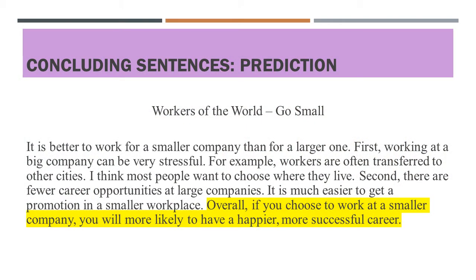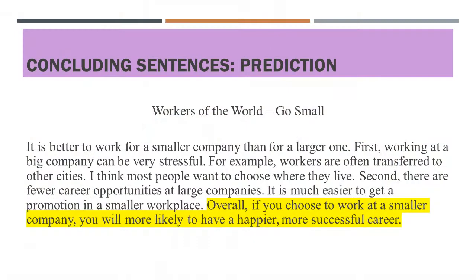The third technique we were looking at was making a prediction. Again, the same paragraph, but I've used a prediction in the concluding sentence this time. So here it is. Overall, if you choose to work at a smaller company, you will more likely have a happier, more successful career. Okay, so again, the key with the prediction is it deals with the future, and you're making some forecast or some prediction about what will happen in the future. If you choose a smaller company, you will be happier, you will be more successful. That's a prediction.